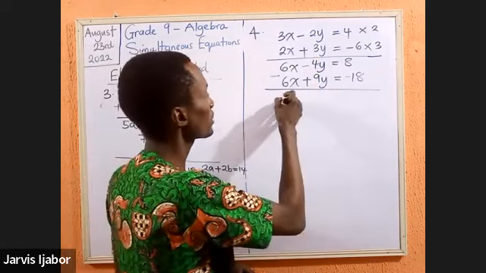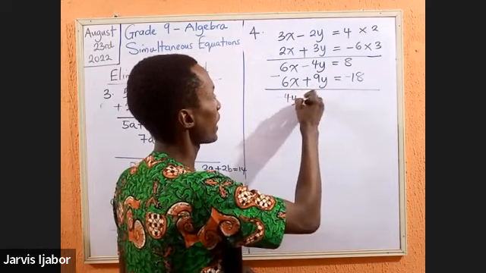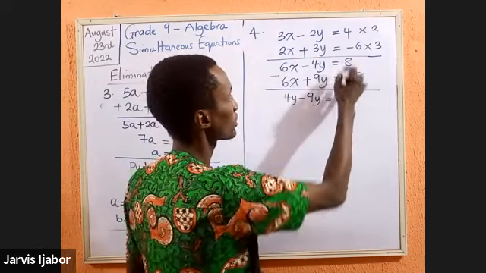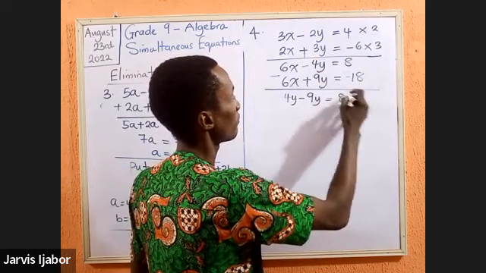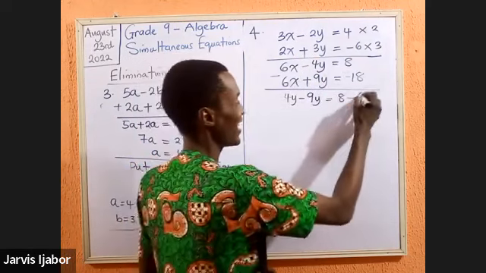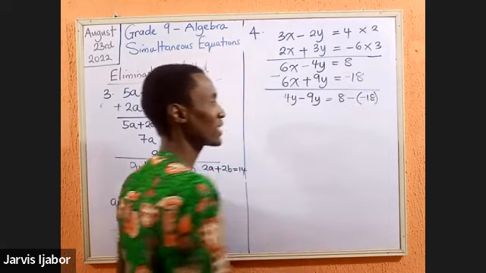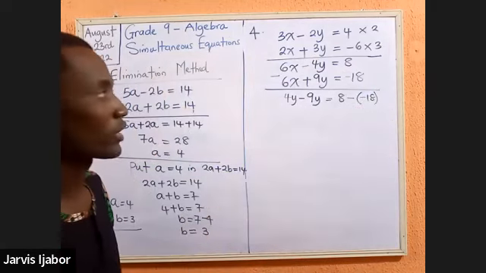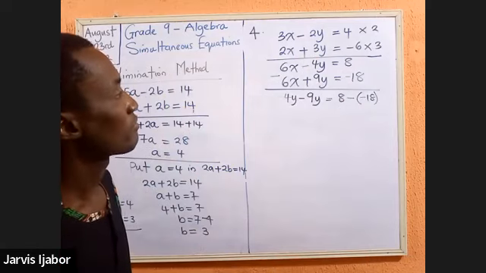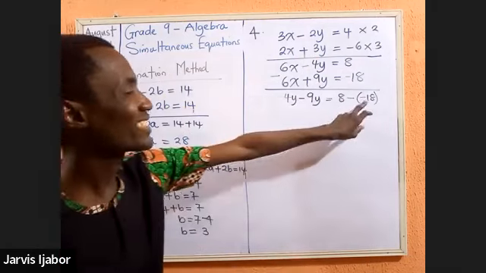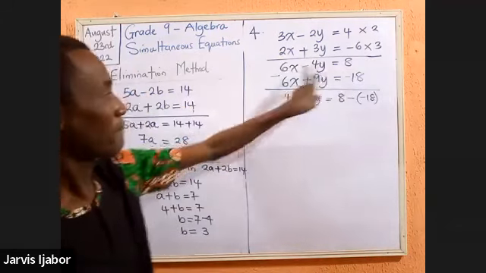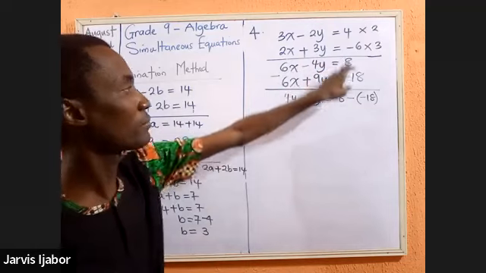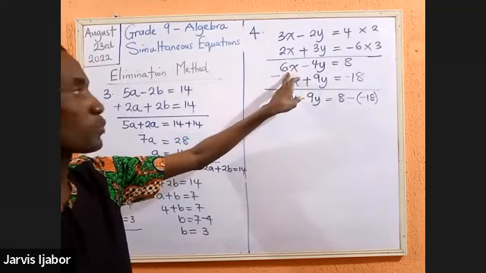So this will be negative 4y minus 9y equal to what? 8 minus negative 18. So let's be very, very careful when we work this one out. 8 minus negative 18. This is this minus this. This negative must affect each of them. This is what I'm eliminating, so it will be 0 automatically.